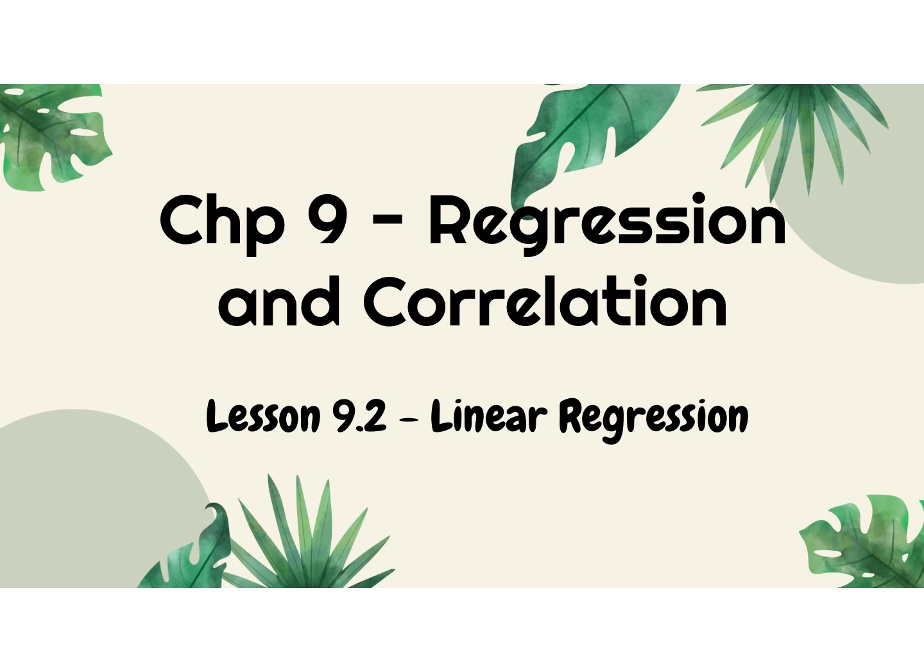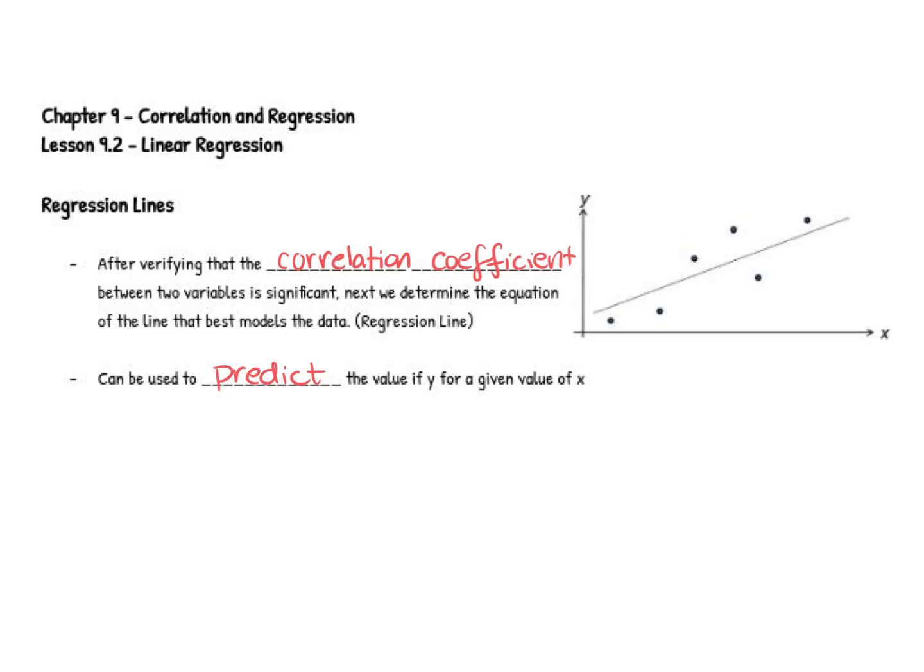Today we are going to talk about Lesson 9.2 in our Chapter 9 packet, Linear Regression. Today we're going to talk about regression lines. So after verifying that the correlation coefficient between two variables is significant, we next determine the equation of the line that best models the data, the regression line.